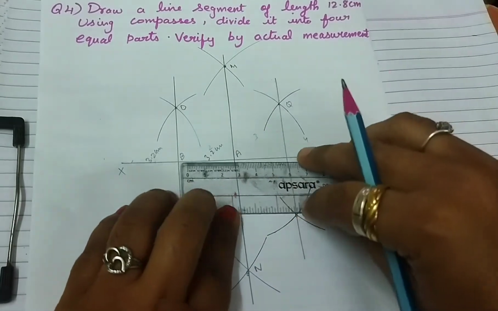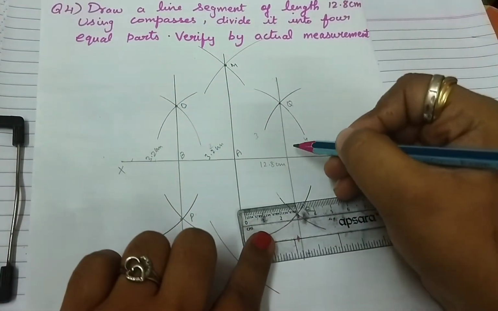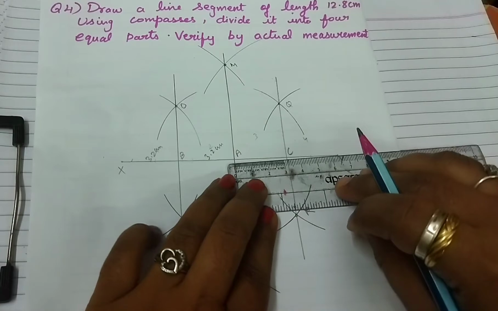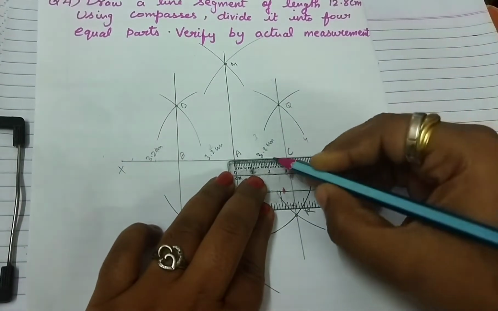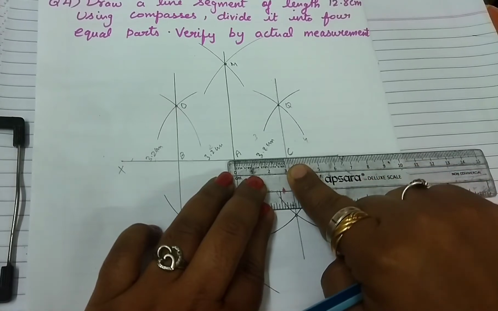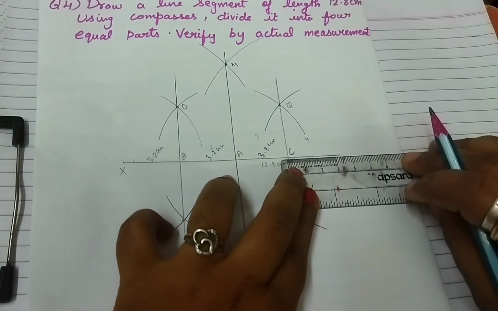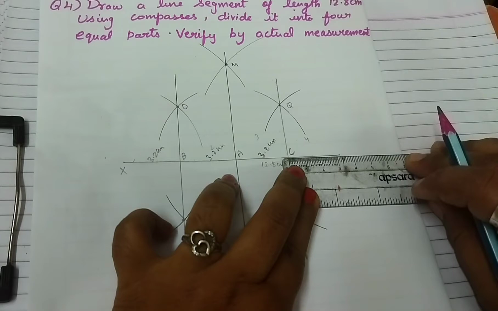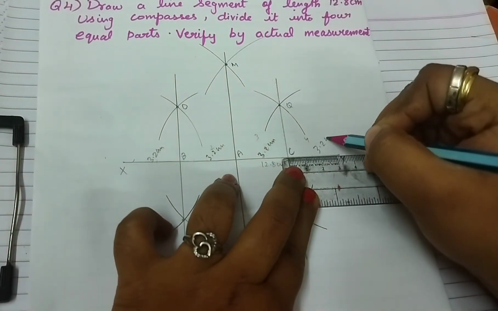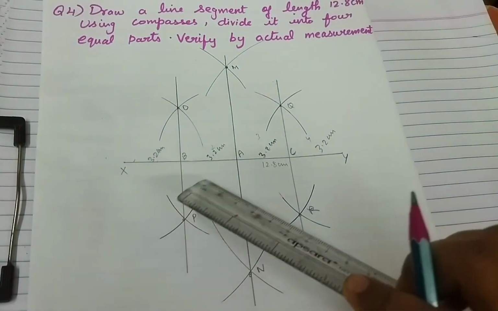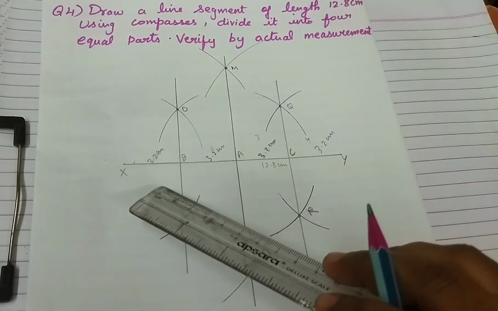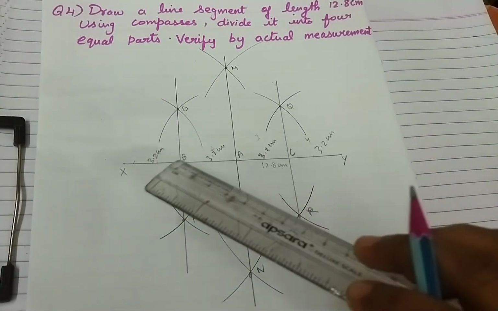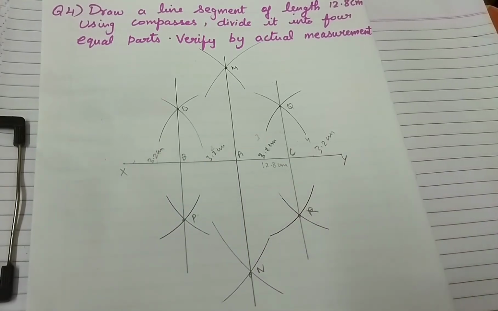Then name this point as C. AC: yes, again here also I am getting 3.2 centimeters. Please look into this part. Now CY I am getting as 3.2 centimeters. So this is the actual measurement, using the ruler I have checked. So as given in the question, I have divided it into 4 equal parts. All my parts are 3.2 centimeters.